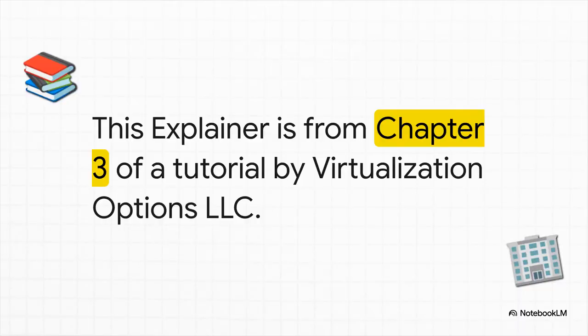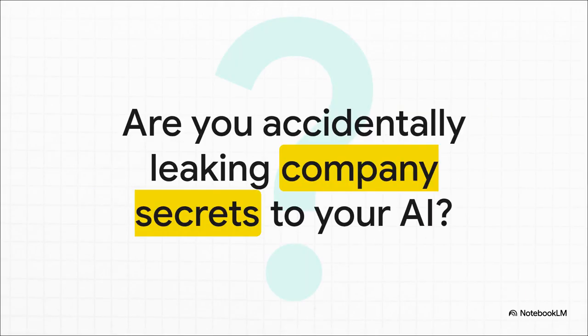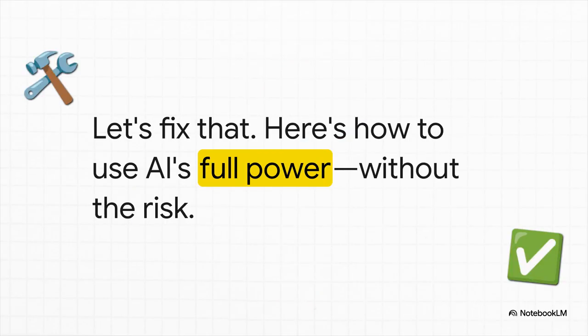Today, we're diving into a really critical topic for anyone in sales who's using AI. And just so you know, all the insights we're covering are pulled directly from Chapter 3 of a tutorial by Virtualization Options LLC. Okay, let's just jump right in with a question that, honestly, should be on every sales pro's mind right now, because the risk of accidentally leaking sensitive info is way bigger than most people think. But hey, the good news is we can absolutely fix that. You can get all the amazing benefits of AI, all that power, without putting your company or your customers at risk. And we're going to show you exactly how.